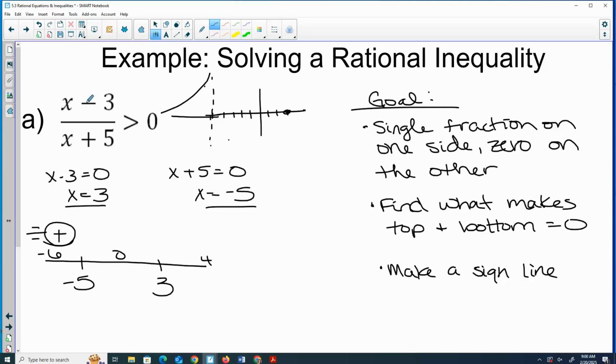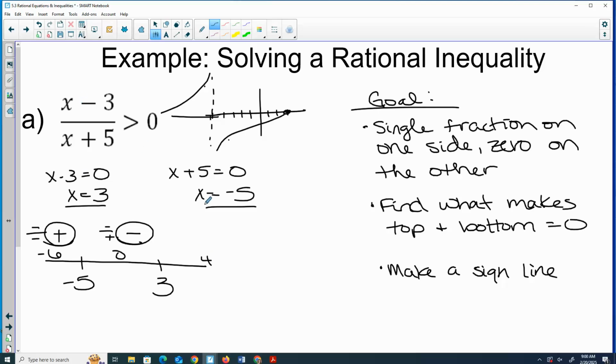If I put in 0, 0 minus 3 is a negative number. 0 plus 5 is positive. And negative divided by a positive is negative. So the next part of my graph, between negative 5 and 3, it was always negative, whatever that might look like on this particular graph. So maybe it did something like this. I don't even care about that graph. I just know it was below the x-axis.